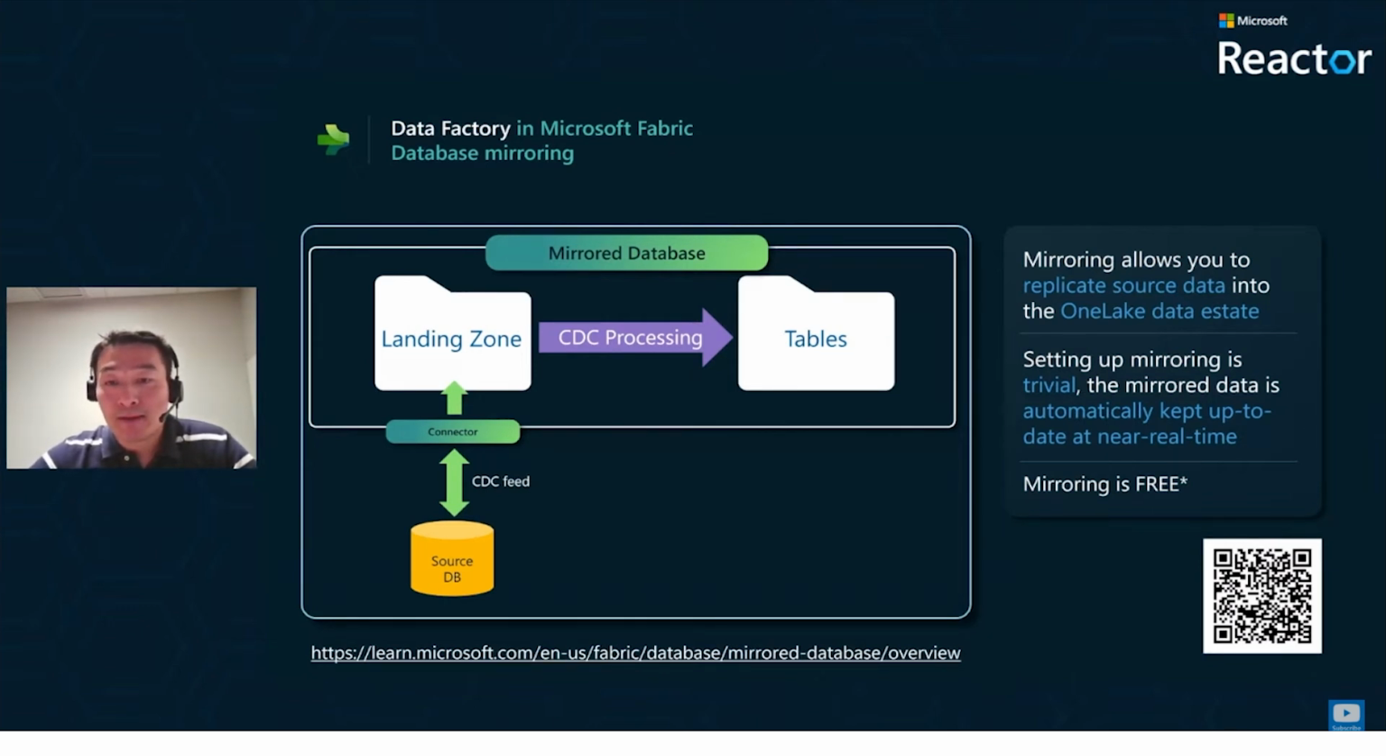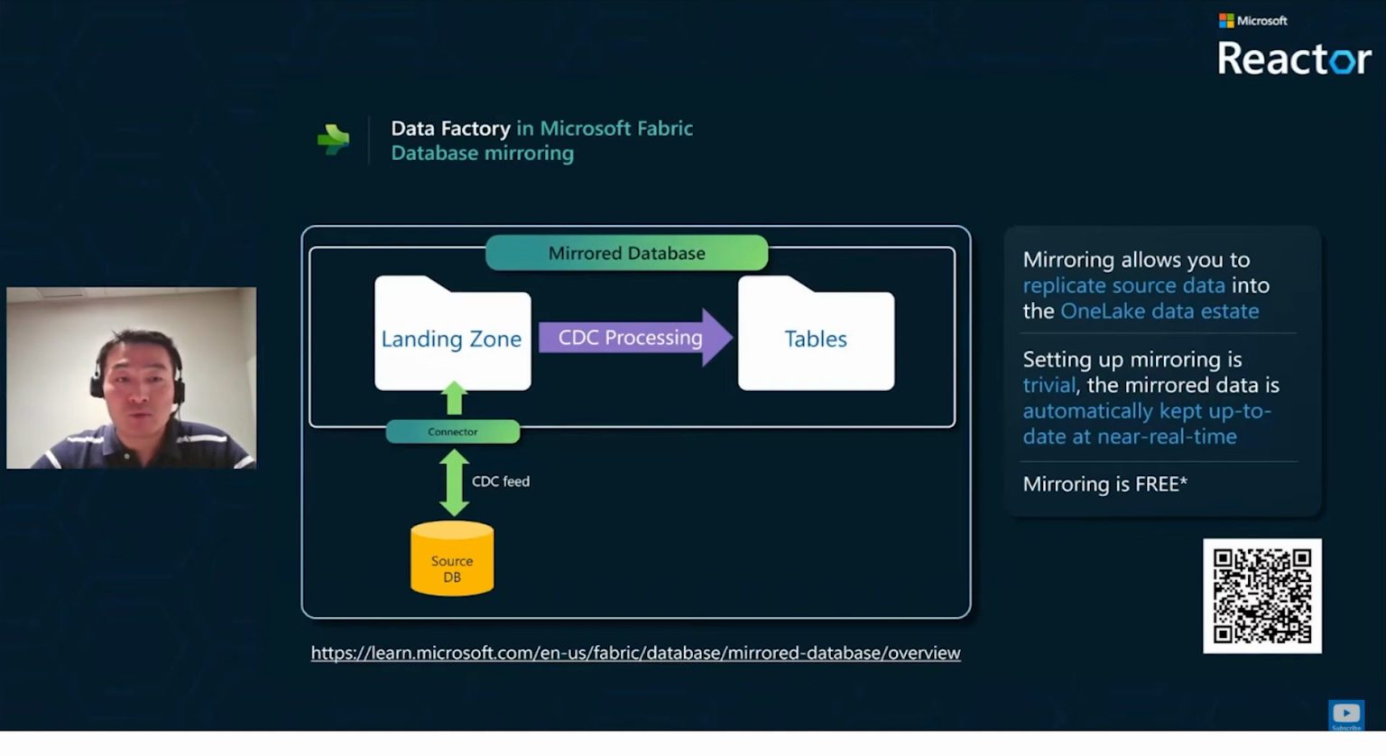Database mirroring is built on CDC, change data capture technology. If you look at this architecture, you can see that database mirroring has a two-phase workflow. In phase one, we extract the data to the landing zone. Basically, the system connects to the source, captures the initial snapshot and ongoing changes, and writes them as files into a temporary storage we call the landing zone.